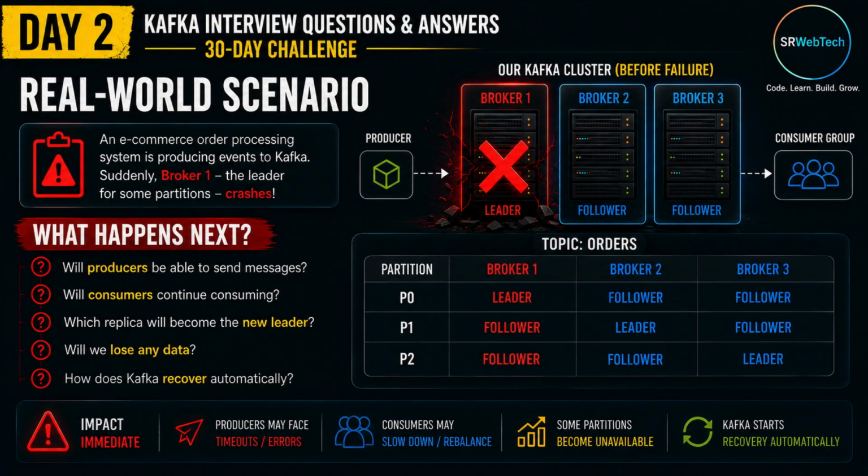Imagine an e-commerce application processing an order. The Kafka broker hosting the partition leader suddenly goes down. Producers and consumers still need to continue working. So the big question is, how does Kafka keep the data available when one broker disappears?